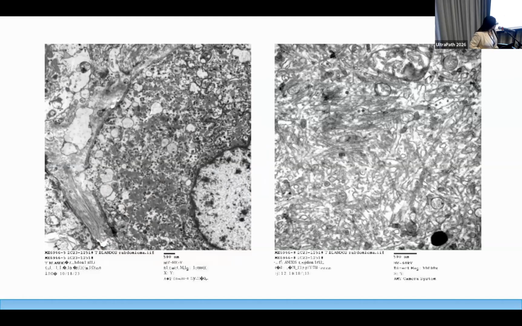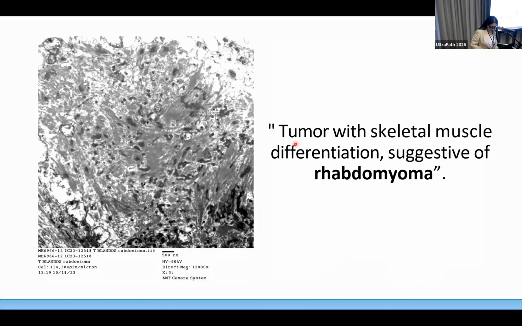So in this study, we can observe these large polygonal cells surrounded by basal lamina, and the cytoplasm presents these glycogen particles, and we were able to see these Z-bands with these parallel filaments. We find this very suggestive of skeletal muscle differentiation.